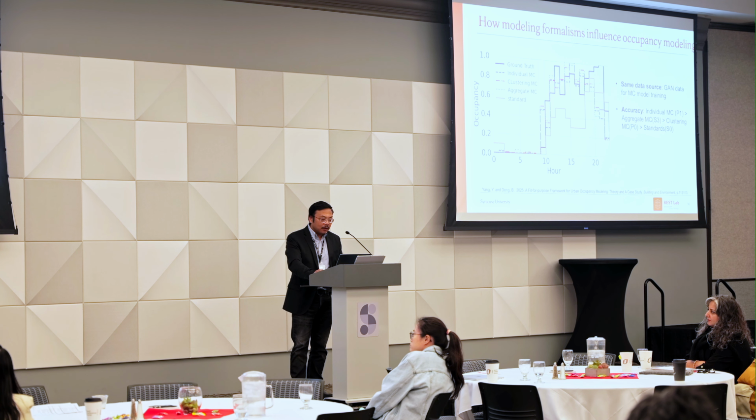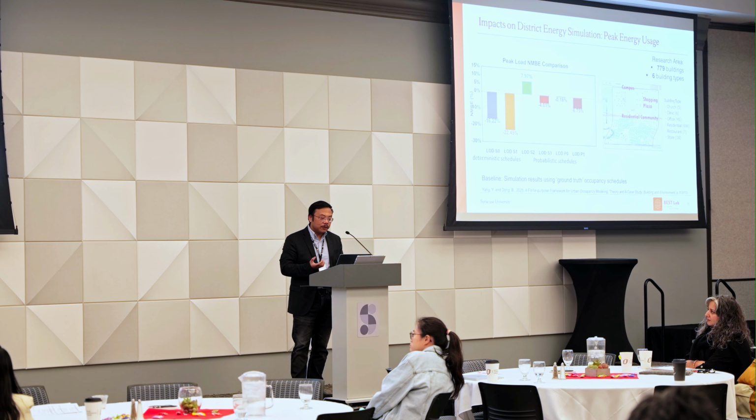Now let's look at what's the impact on the district energy simulation. We use the peak energy usage as the KPI, and we model 779 buildings. It has 6 building types, including residential, community area, shopping plaza, and a campus. Those buildings are created in EnergyPlus, so there are 779 EnergyPlus models, but with different schedules; each building has different individual schedules.